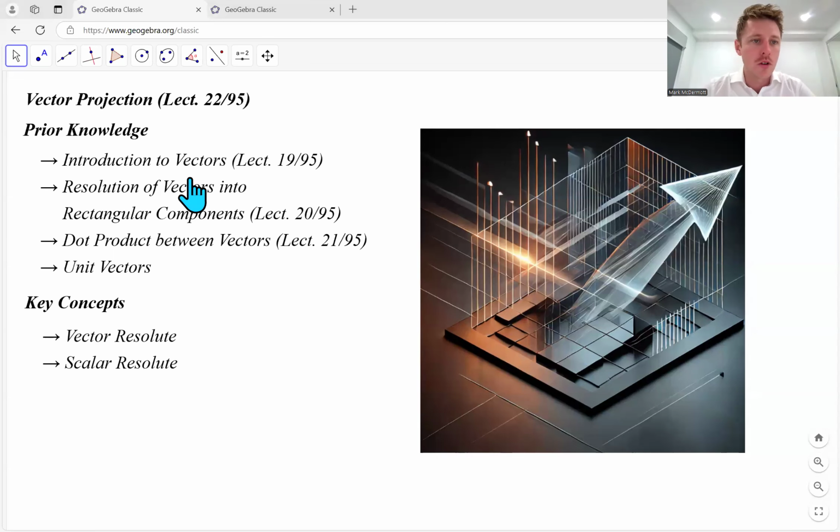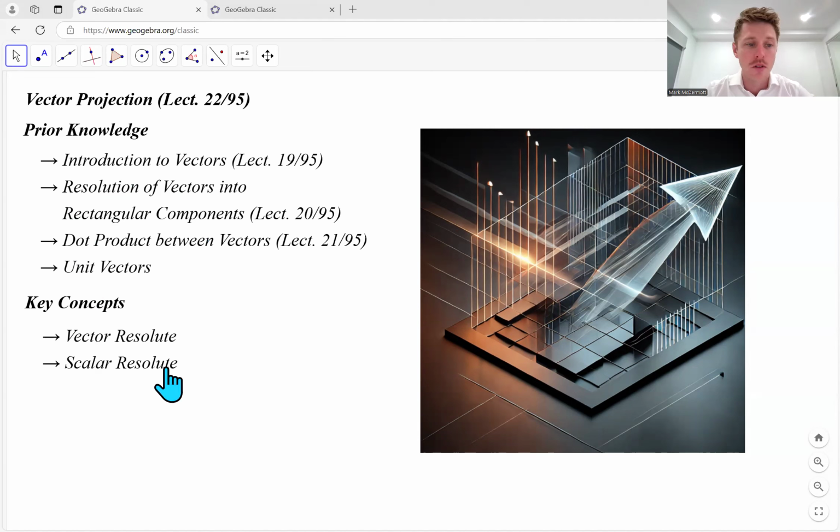All right, so we're going to look at what are called vector projections now. Some of the prior knowledge for this would be the previous three lectures on vectors, where we looked at an introduction, resolving vectors into rectangular components, and the dot product. Something that will also be useful for this video is the idea of unit vectors, because that's going to be coming up a bit.